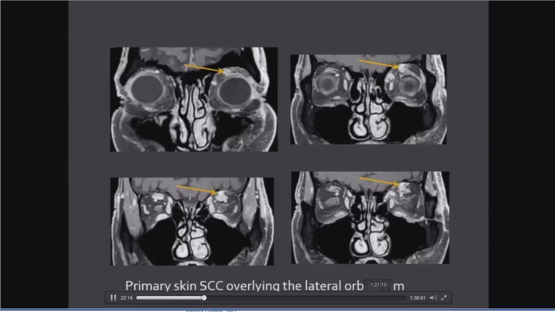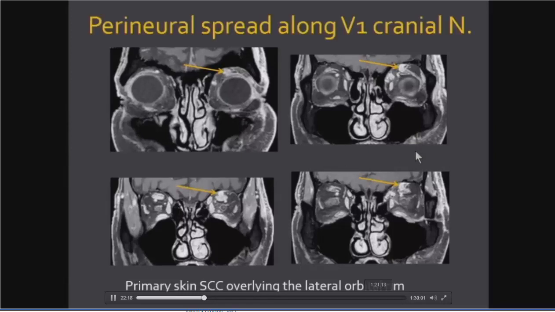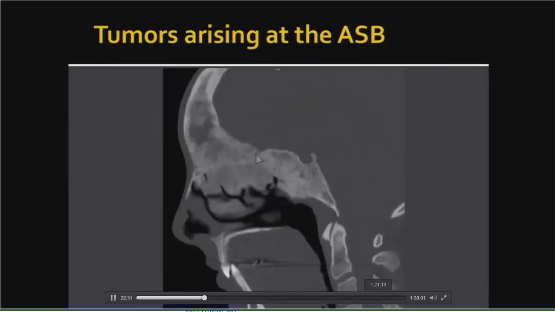This is where we expect the ophthalmic division of the fifth cranial nerve to be. So this is perineural spread along the V1 cranial nerve, and this is important to pick up because it will not come to light for a few months, and it is up to us to try and detect this type of perineural spread.